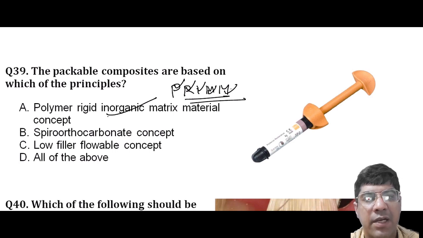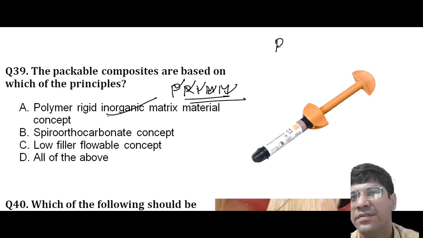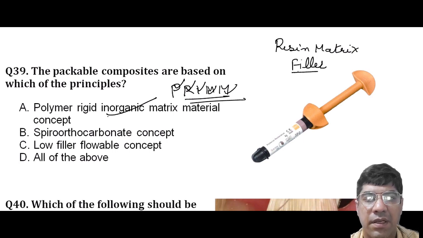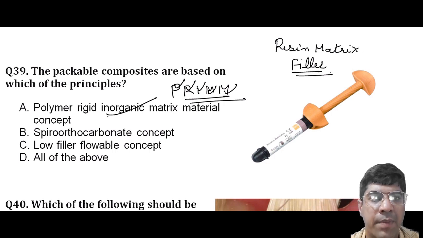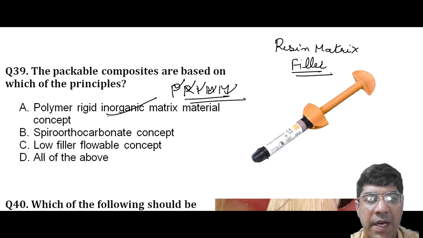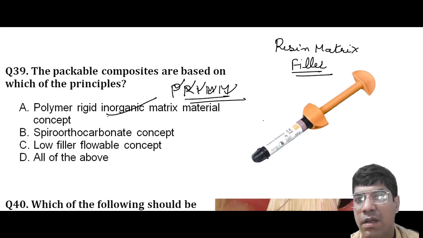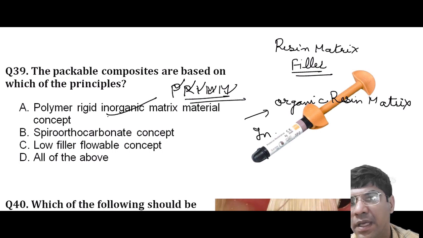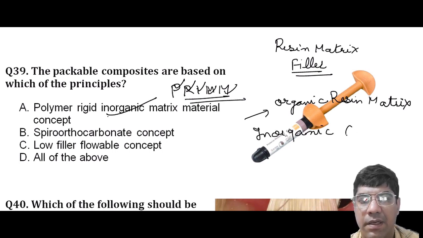Traditionally the dental composites consist of resin matrix mixed with the filler particles, where the resin will encapsulate the filler particles. However, the packable composites are made up of two components. One is the organic resin matrix and the other is the inorganic ceramic filler component.